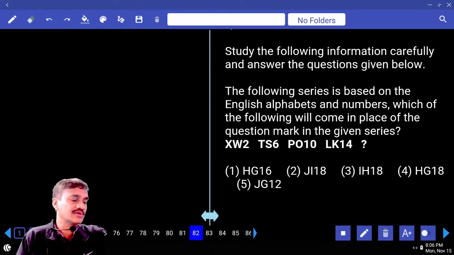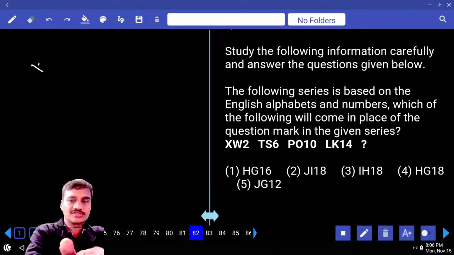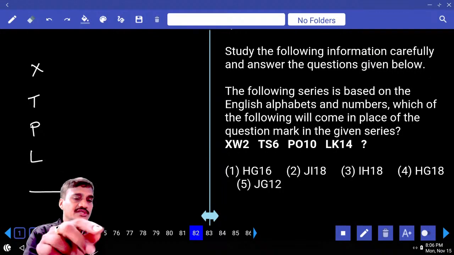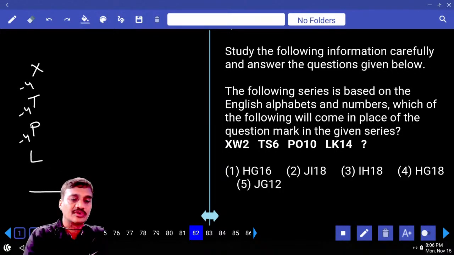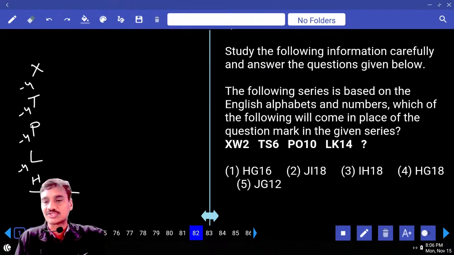Whenever these words are given, that is letter series, always write one below the other. X, T, P, X, T, P, L. Then tell me what's the next one here? X and T, the difference is -4. T and P, -4. P and L, -4. L is 12, 12 -4 is H. And the first letter is H.